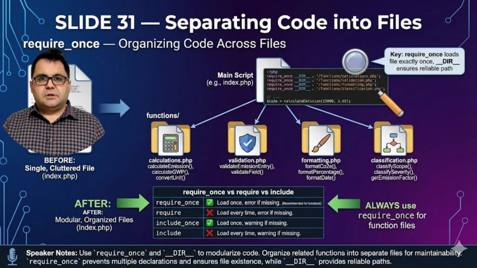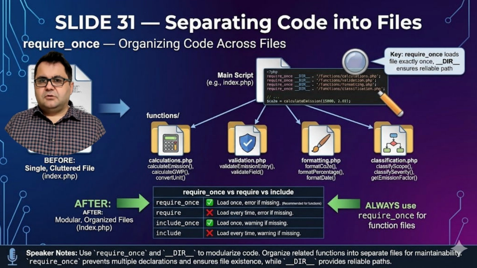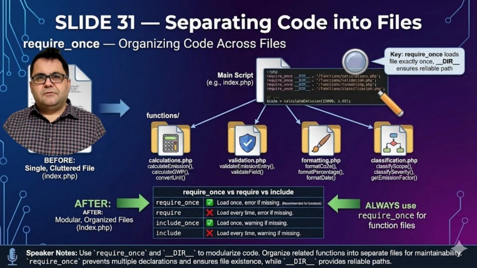Always use require_once for function files. require loads every time, which could cause "function already declared" errors, and include only gives a warning if the file is missing, which could let your script continue with undefined functions.